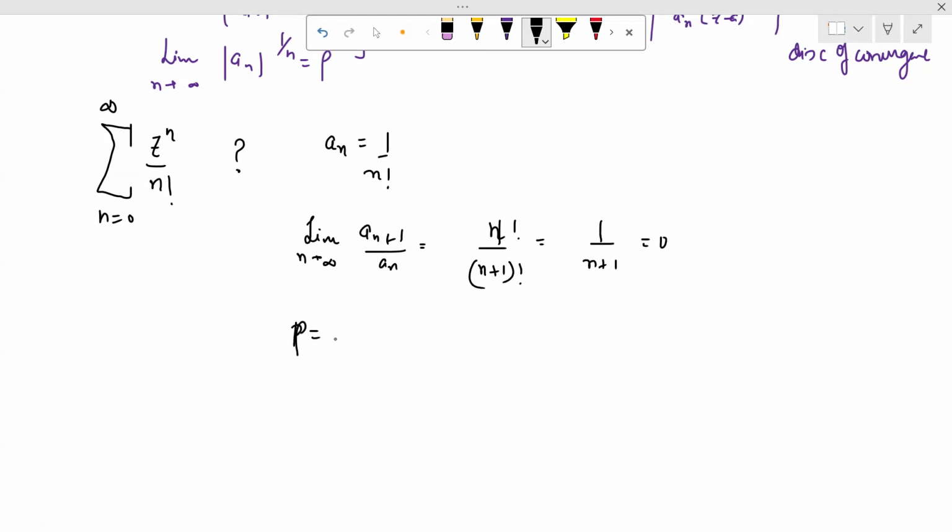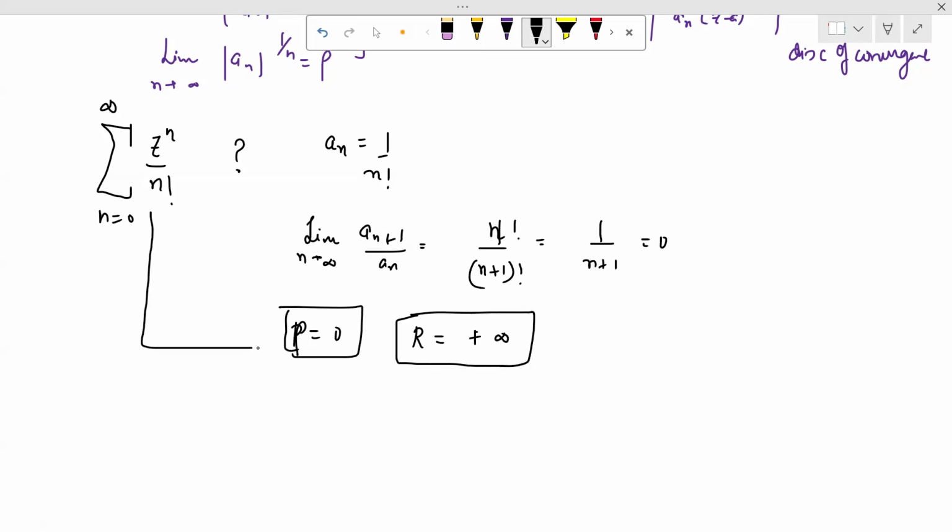So your rho is equal to 0. And we are talking of the extended real number system, so rho inverse here would be equal to plus infinity. So the radius of convergence for this particular series would be plus infinity. It implies that this series converges for all z belonging to C, where C is the finite complex space.